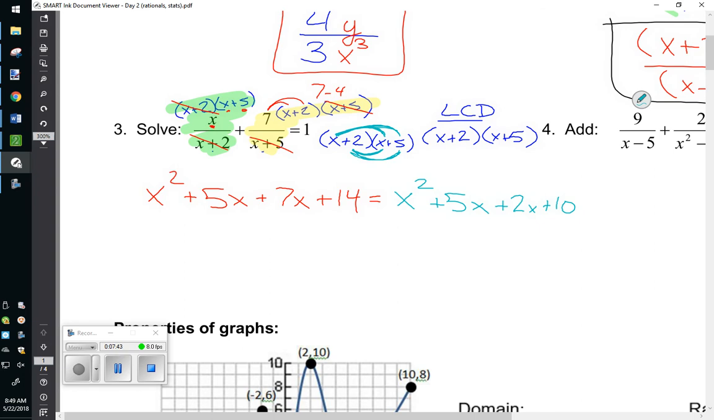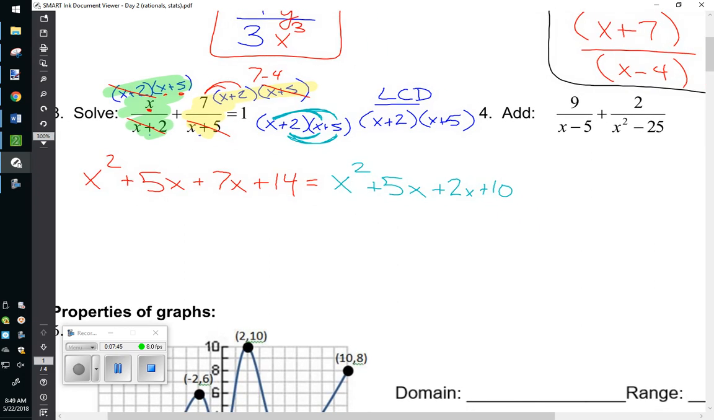Any questions to that point? Now we're going to figure it all out. We're not done yet. What can I do at this point now to make this thing easier? Combine like terms, so I've got x squared here. I've got 12x there, plus 14. On the other side, I've got x squared, plus 7x, plus 10. And just combine terms. I want to get x's on the same side. I want to get rid of this x squared, so what could I do to get rid of that x squared?